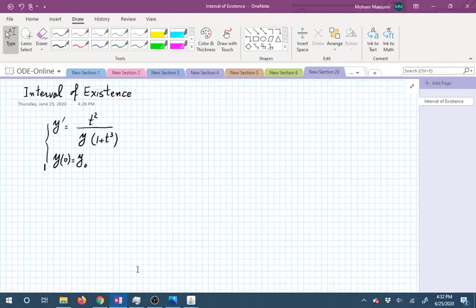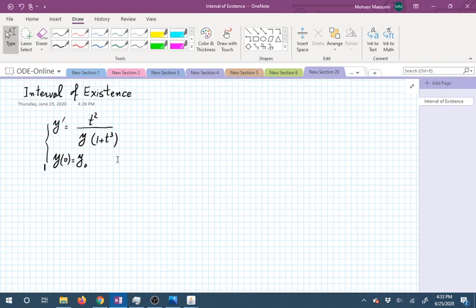This is a problem we mentioned a while back. Y prime is equal to t squared over y times 1 plus t cubed, and y at time 0 is given as some y sub 0. We want to find the interval of existence as a function of y0.